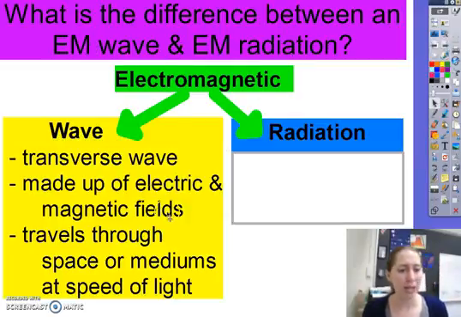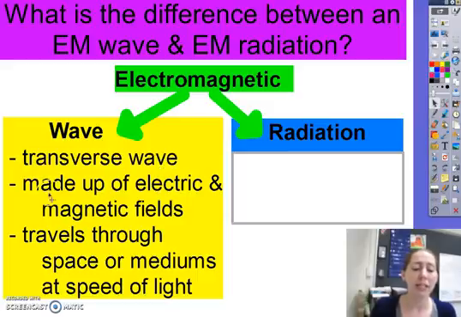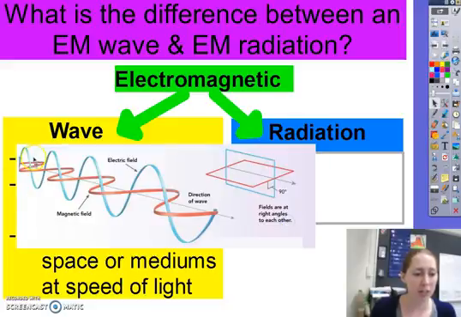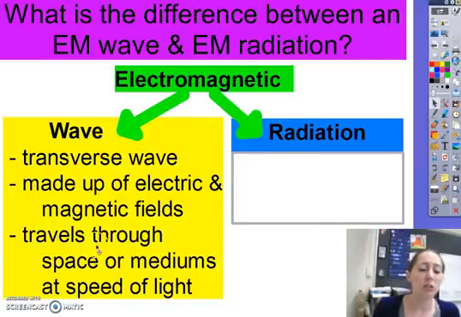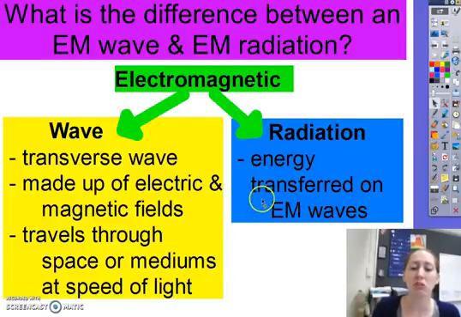So what is the difference between electromagnetic waves and radiation? An electromagnetic wave is a transverse wave. It's made up of electric and magnetic fields. What this looks like is here you've got that magnetic field going side to side, and an electric field going perpendicular up and down, but they're both transverse waves and they travel together to make up those electromagnetic waves. And they travel through space where there's no matter, or mediums where there is matter, at the speed of light. So that's pretty fast. Now, when we say electromagnetic radiation, we're talking about the energy transferred on those electromagnetic waves.